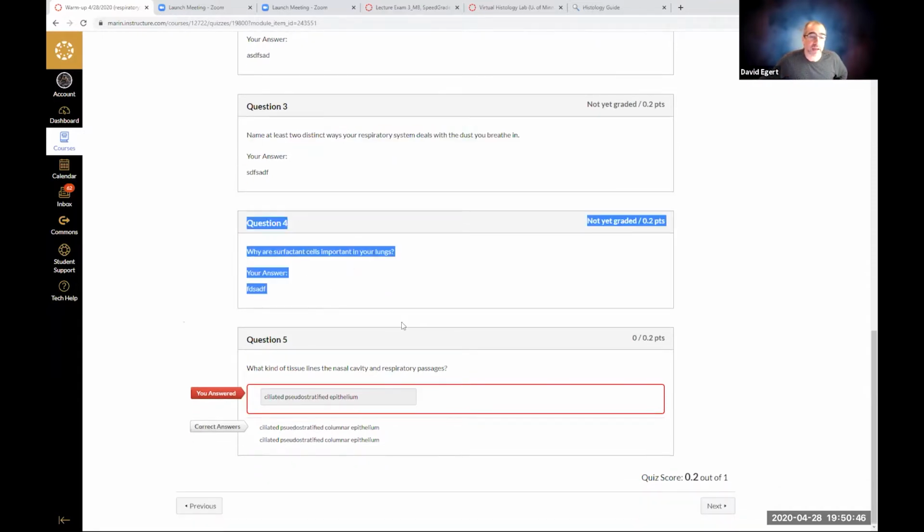Next it says, why are surfactant cells important in your lungs? They help keep the alveolar sacs open by diffusing the water tension. Yeah, so they are the things that break up the water tension, so it makes it easier to inflate the alveoli. If you have water tension, it pulls in and makes it hard to inflate. We talked about how part of the problem with the COVID disease is surfactant cells get hit, and without making surfactant, it's harder to inflate your lungs.